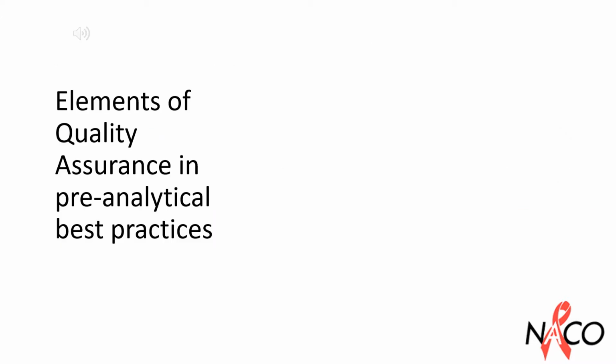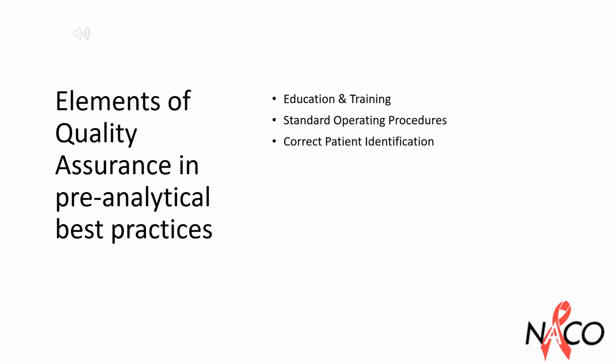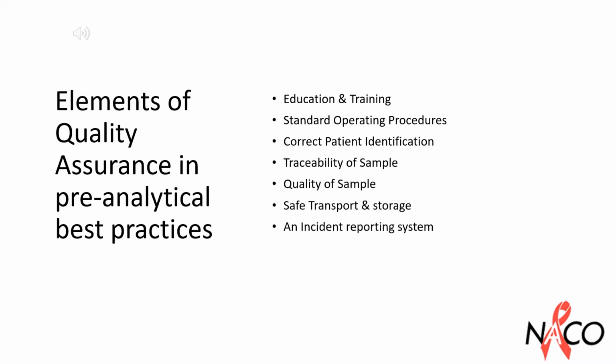Key elements of quality assurance in pre-analytical best practices include, first and foremost, education and training, standard operating procedures, correct patient identification, traceability of sample, good quality of sample, safe transport and storage, an incident reporting system, and finally hepatitis B immunization and testing for protective anti-HBs titers of all lab personnel.